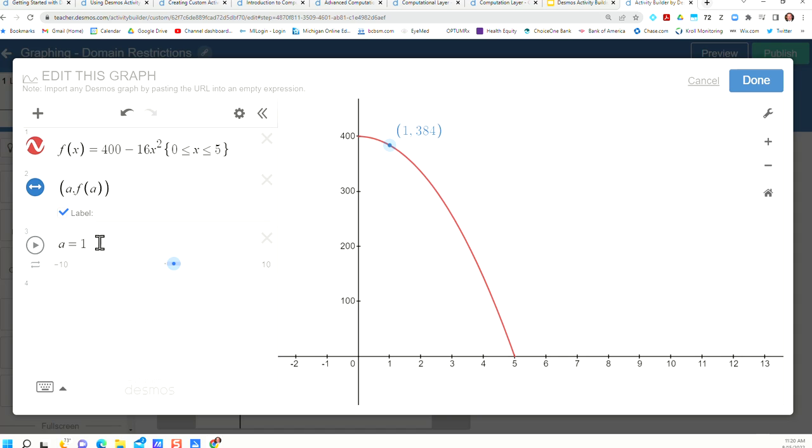Now right now when adding a slider, it starts out at a default of 1. And you can see here, there's my point on the function, 1, 384. And as I advance the slider, you can see the point moving along here. And that's all great, but the student can't get to this slider. So what I'm going to do is take this slider out, and instead of a slider, I'm going to define A in the computation layer.